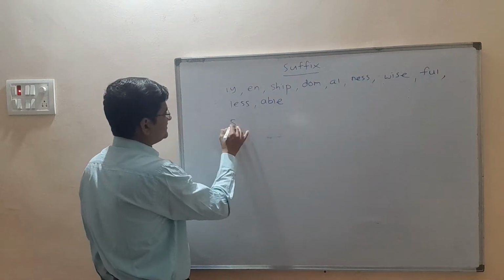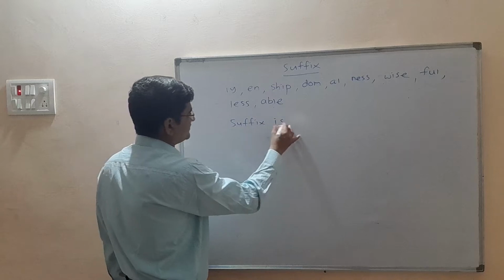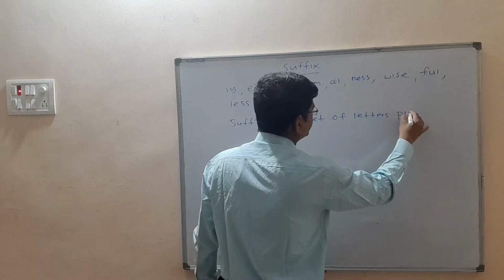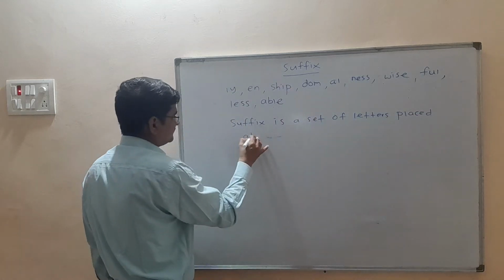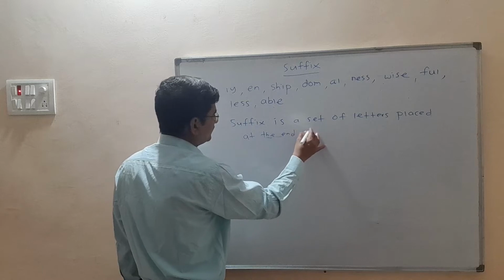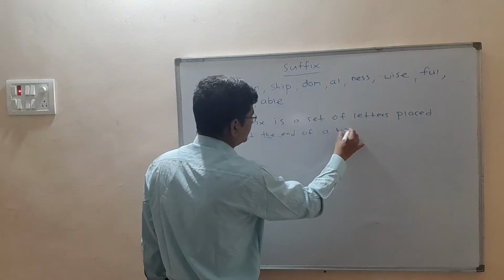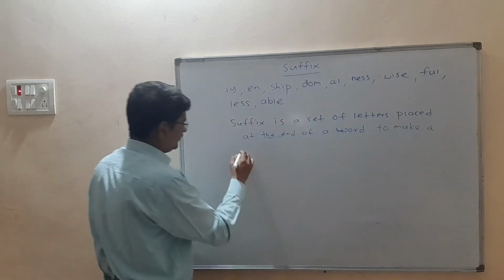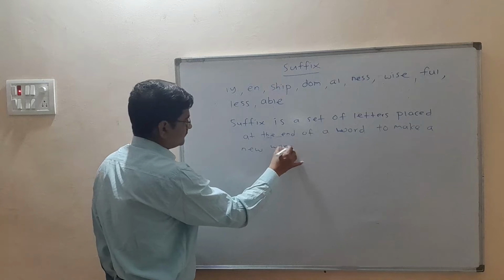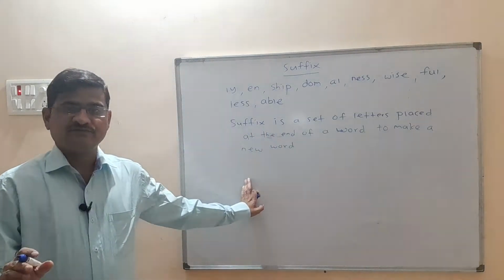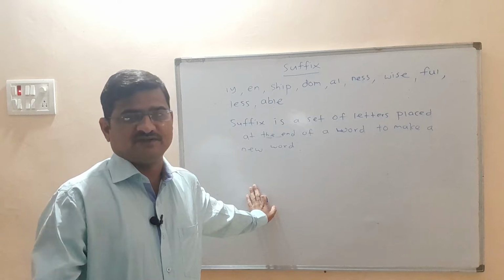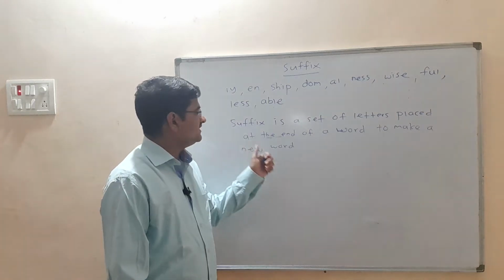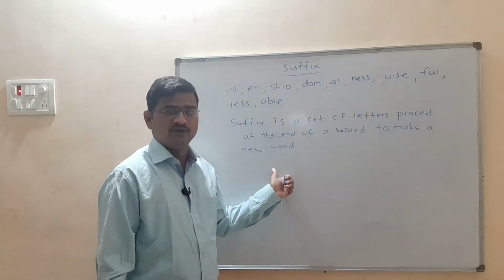A suffix is a set of letters placed at the end of a word to make a new word. My dear friends, this is the definition of a suffix. What does a suffix mean? A suffix is a set of letters placed at the end of a word to make a new word.